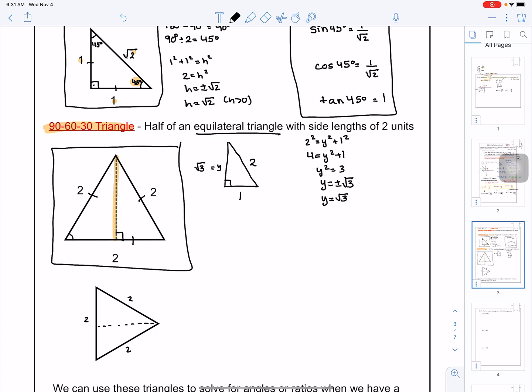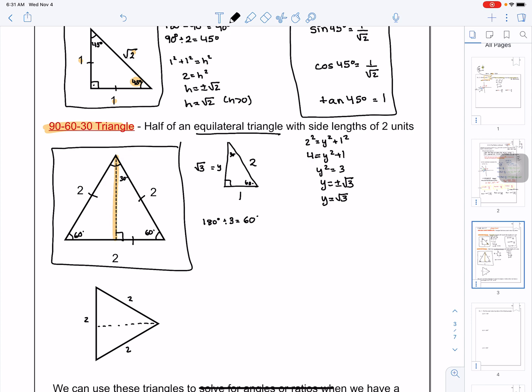Now, every angle in an equilateral triangle is the same, so these would be 60 degrees each, because you have your 180 degrees divided into 3 angles, which means each angle is 60 degrees, and this angle at the top would be 30 degrees. So this is my 60-degree angle. This is my 30-degree angle because this orange line bisects it, or cuts it in half.